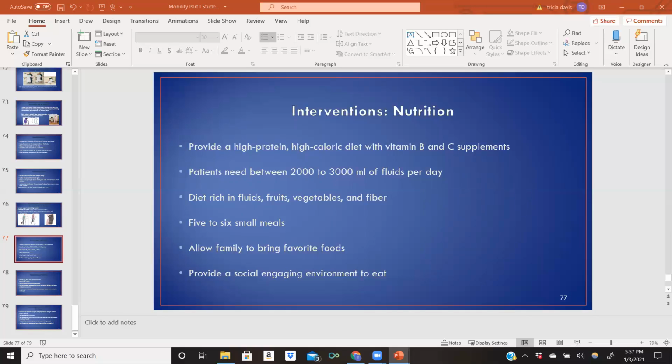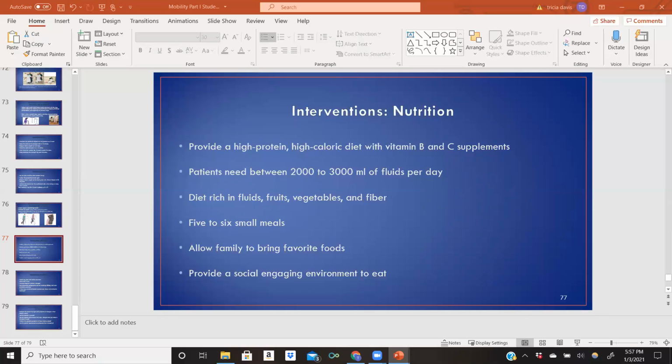That can be hard in the hospital because they usually only get 3 meals a day, but it would be a great goal for when they're home. You can allow family to bring in their favorite foods, especially if they don't like the hospital food. If a family wants to bring in something that you know their loved one is going to eat, let them bring it in. The important thing is that your patient gets a good diet and they start eating.